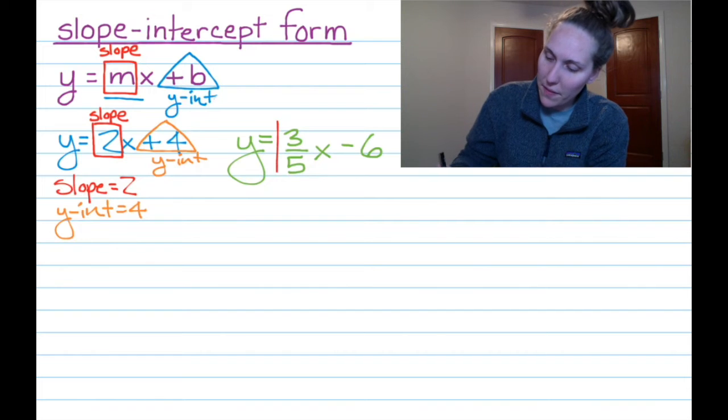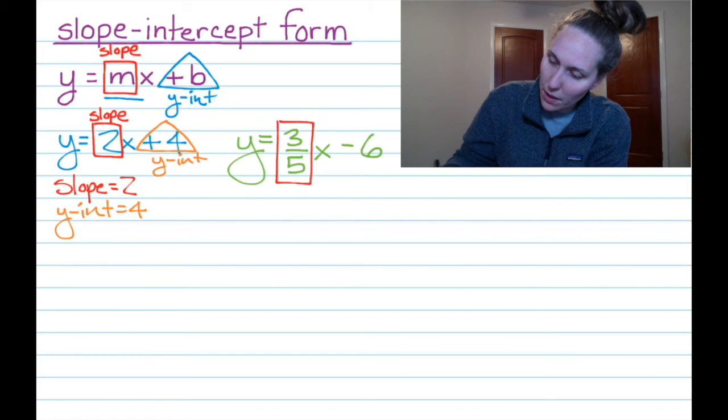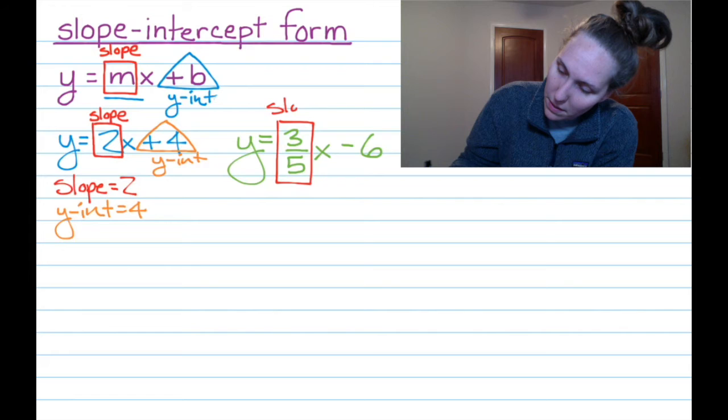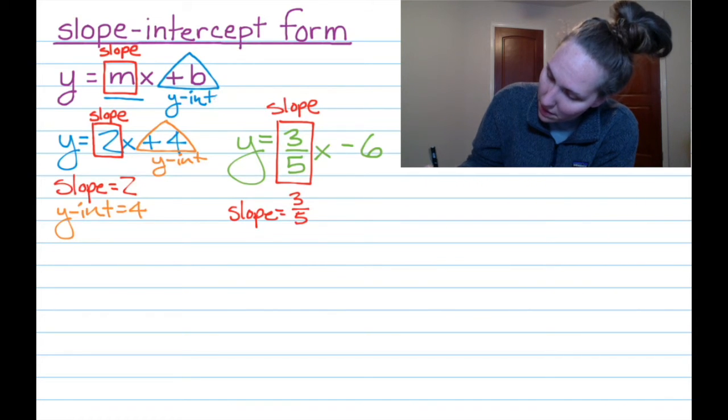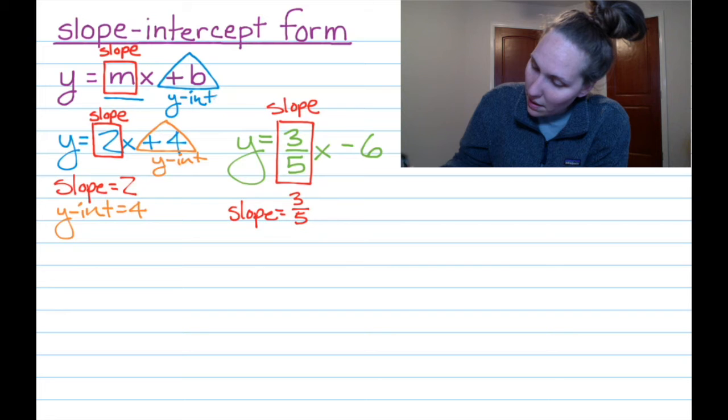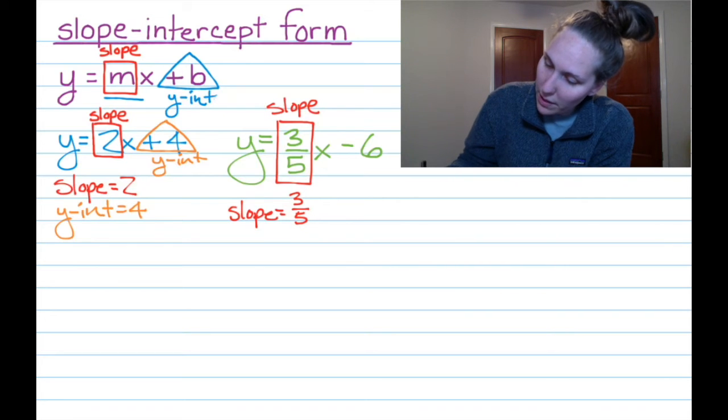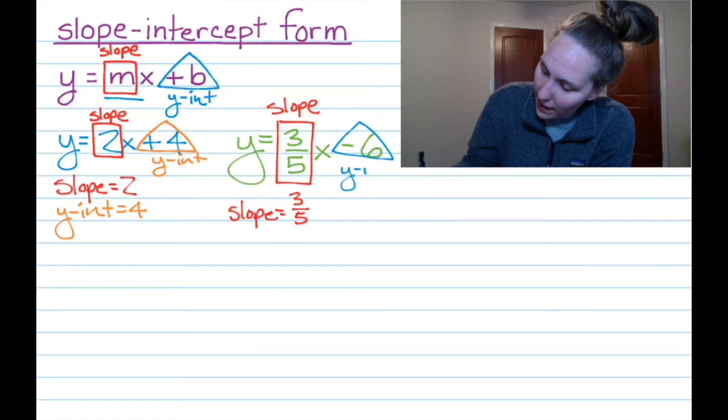So we've got 3/5 here, which is our slope. Write that down here as well. And then over here to the right, again, always including our sign, we have our y-intercept of -6.